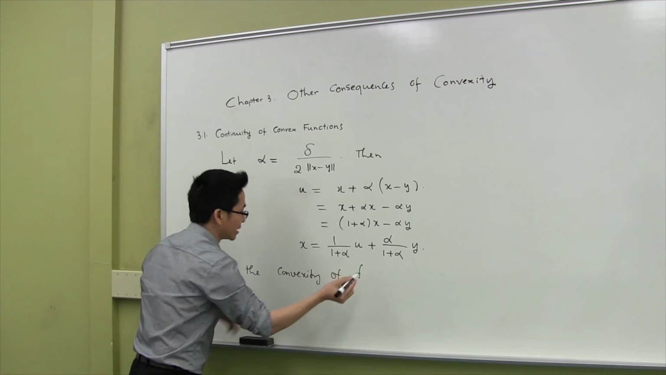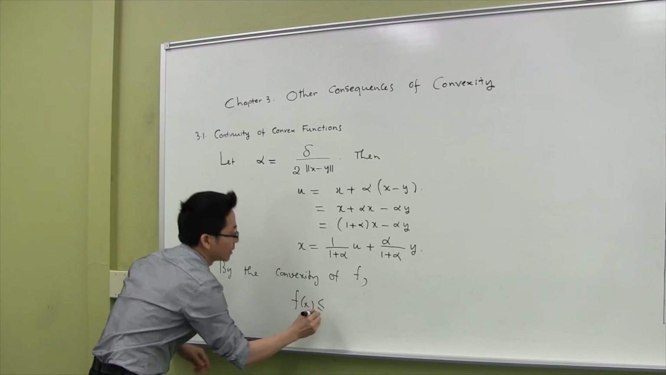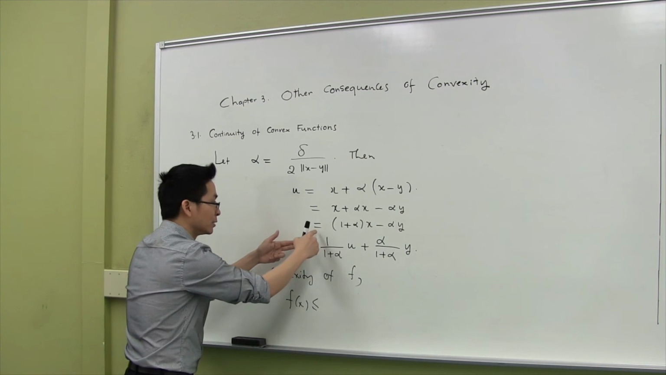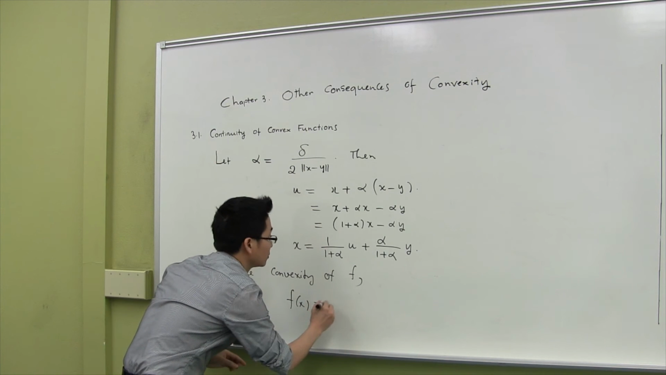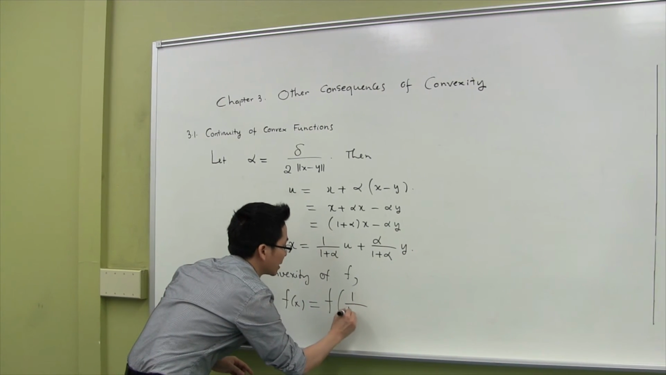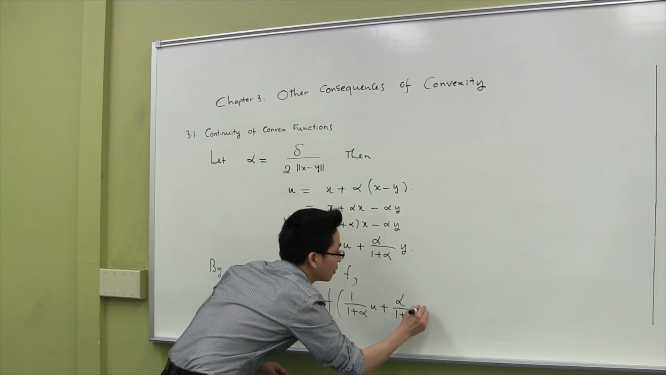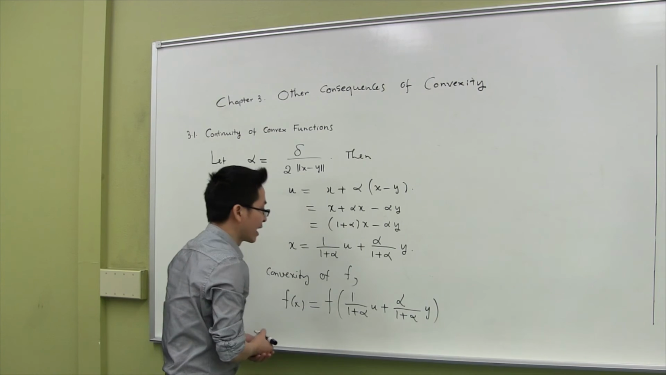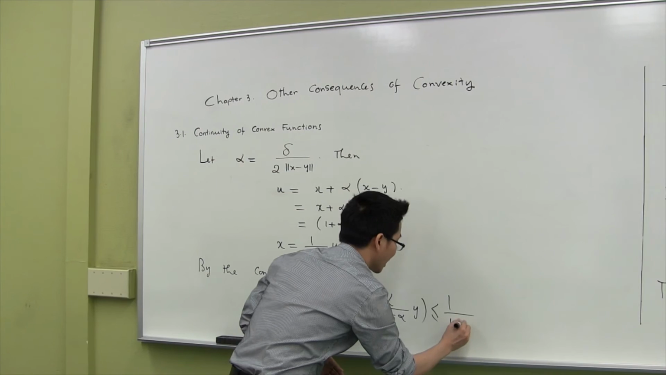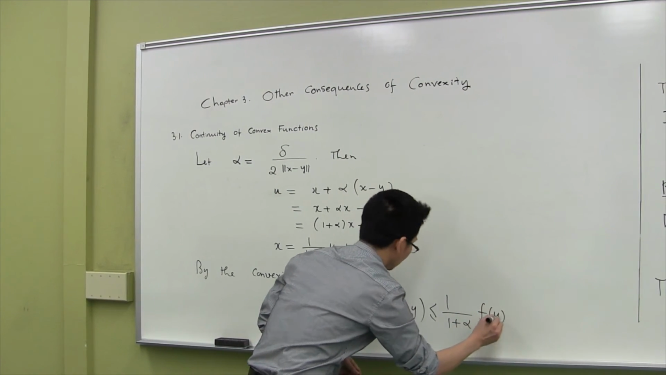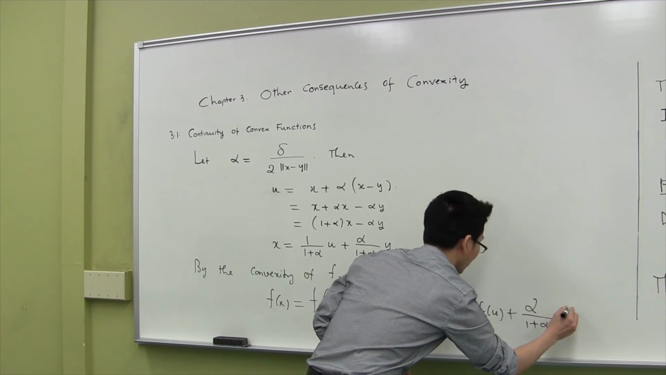By the convexity of the function f, f of x is equal to f of 1 over 1 plus alpha u plus alpha over 1 plus alpha y. So by the convexity of f, this is less than or equal to 1 over 1 plus alpha times f of u plus alpha over 1 plus alpha f of y.